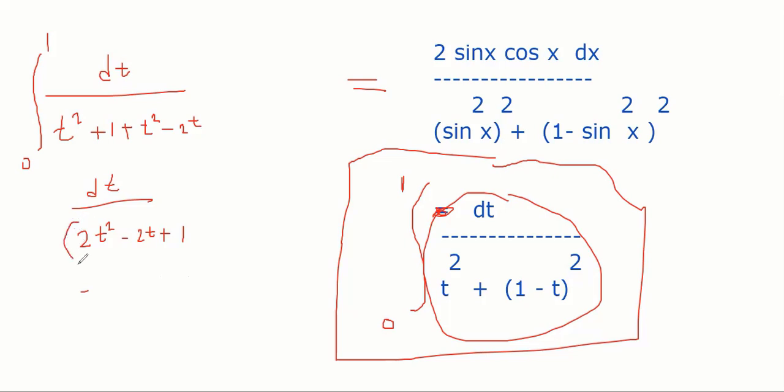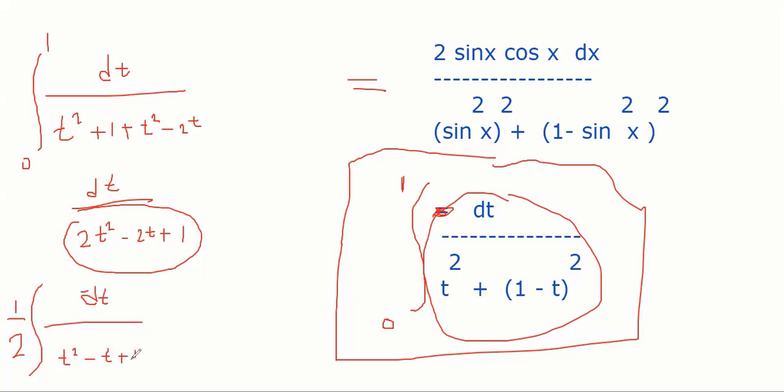First take 2 outside of this. So it becomes integration, I have taken 2 outside, so 1 by 2, dt by t square minus t plus half. Why am I doing this? Because I want to make this into t square something form. So t can be shifted to t plus something or t minus something, it does not matter.